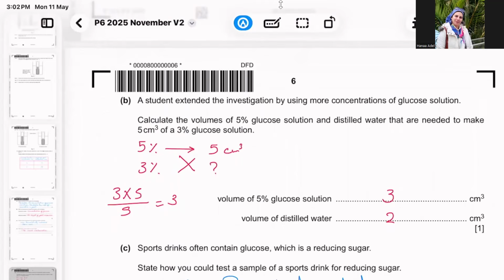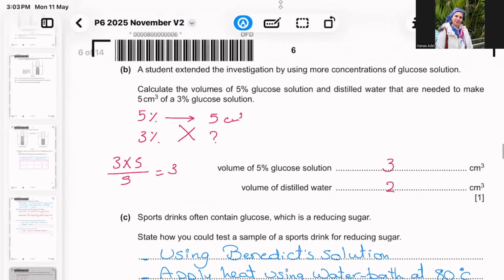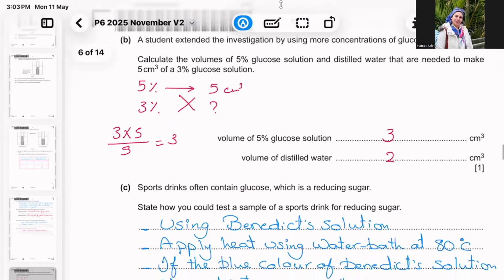Sports drinks often contain glucose, which is a reducing sugar. State how you could test the sample of sports drink for reducing sugar. So we have Benedict's reagent or Benedict solution, and then apply heat using a water bath at 80 degrees Celsius. If the blue color of Benedict solution changed from blue to green or yellow or orange or brick red, this solution contains reducing sugar.